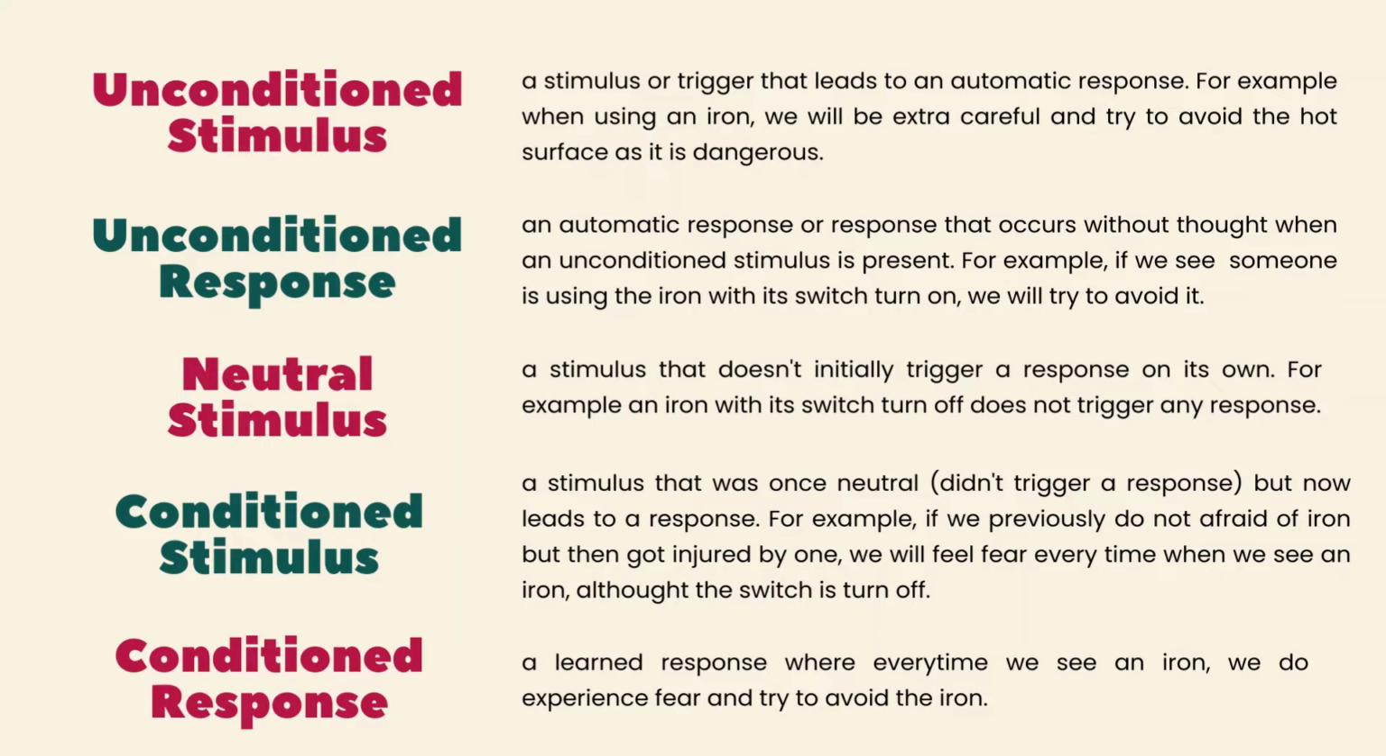And next, we have conditioned stimulus, which is a stimulus that was once neutral, which means it does not trigger any response, but now it will lead to a response. For example, if we previously were not afraid of an iron but then got injured by one, we will feel fear every time we see an iron, although the switch is turned off. And this conditioned stimulus will lead to the conditioned response, which is a learned response where every time we see an iron, we experience fear and try to avoid the iron.